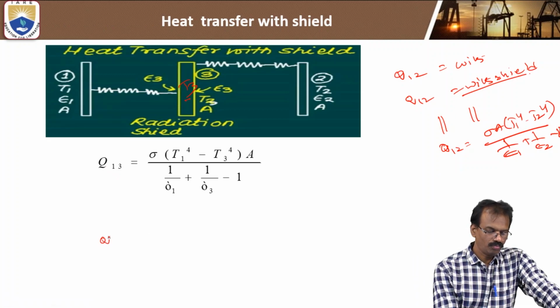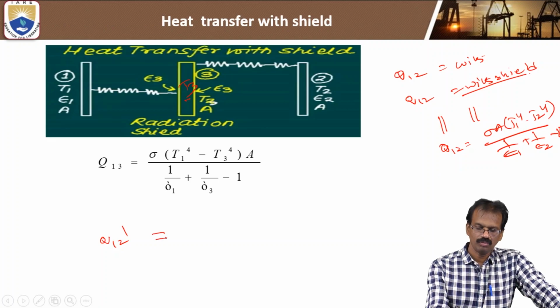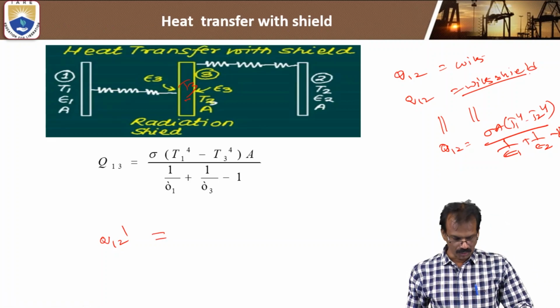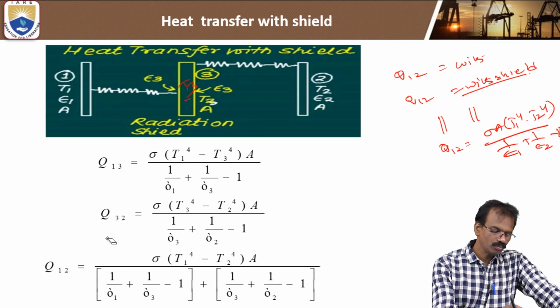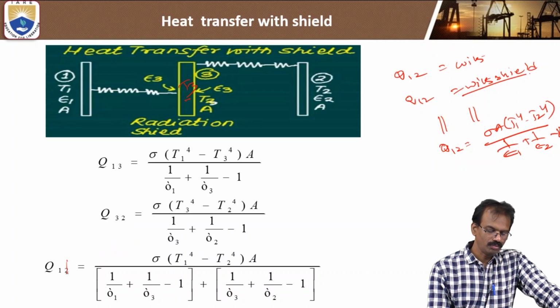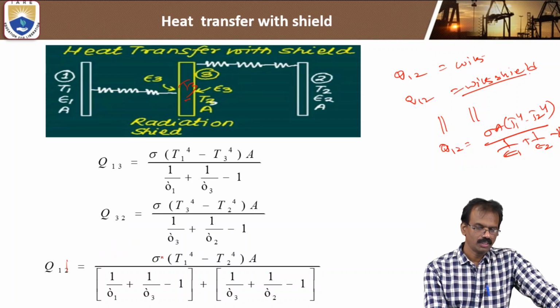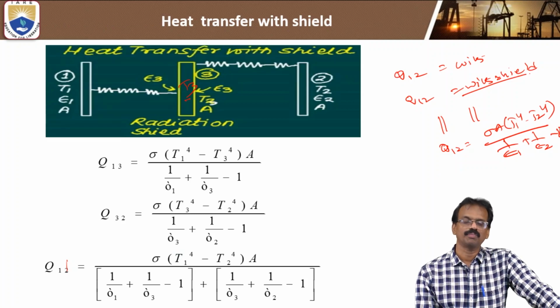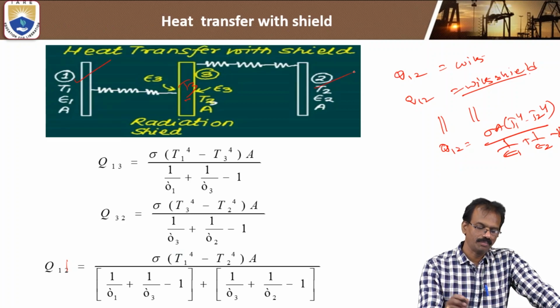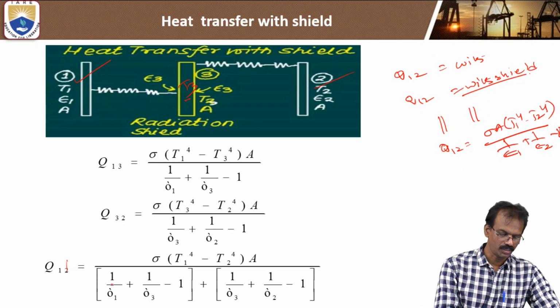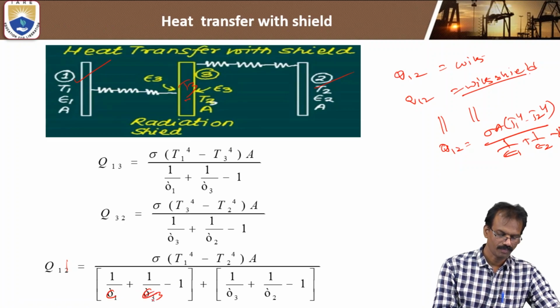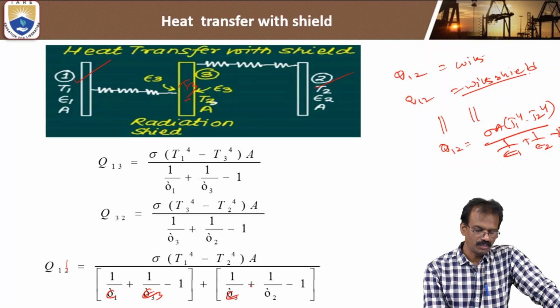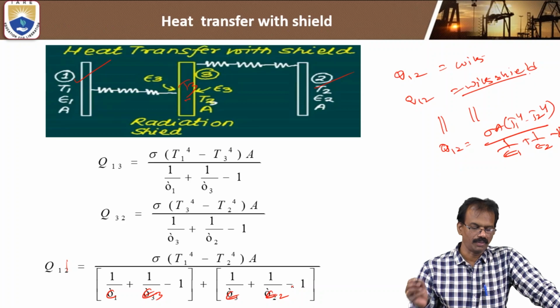So Q12 without shield, Q12 with shield, Q12 dash. The final formula will be like this. Q12 dash is equal to the same: sigma A into T1 to the power of 4 minus T2 to the power of 4, divided by the surface resistances. Based upon the electrical analog formula, we can write it like this, with epsilon 3 and epsilon 2. So this is the formula.